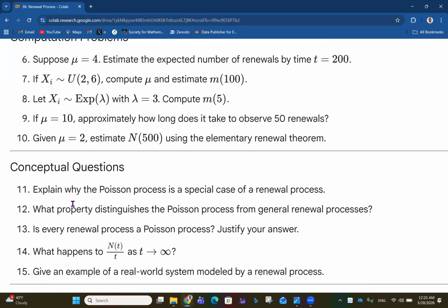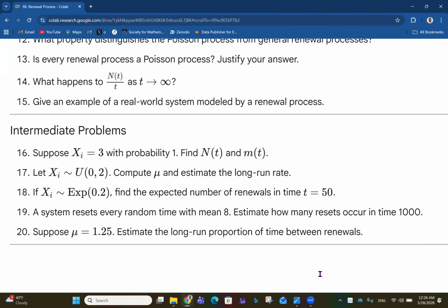Then we have conceptual questions like explain why the Poisson process is a special case of renewal process. Okay, we saw that already. It's the only case where you have memorylessness. Then what property distinguishes the Poisson process from a general renewal process? Memorylessness, like I said. Is every renewal process a Poisson process? No. Justify your answer: Poisson process is memoryless while others are not. Then what happens to N(t) over t as t goes to infinity? It approaches 1 over the expected value mu. Give an example of a reward system modeled by a renewal process: reliability engineering, queuing systems, and all of that.